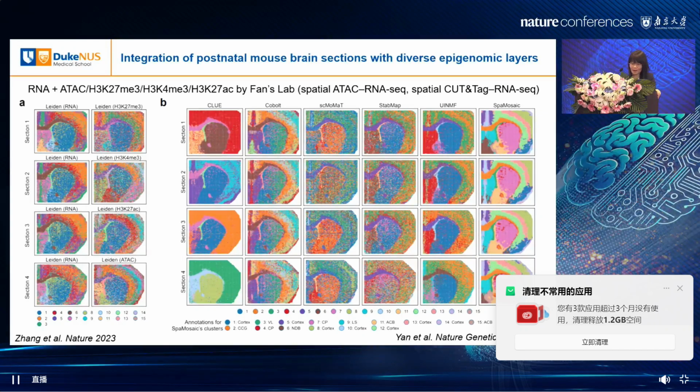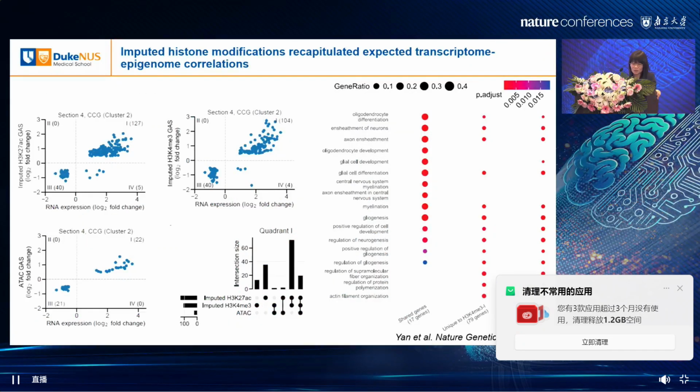So each of the sections has different epigenomic layers. We wonder whether we can perform the mosaic integrations to have a better separation of the mouse cortex layers, and the result shows yes. Although some methods have relatively noisier representations, we are very confident that by mosaic integration, we can improve these resolutions when we dissect the tissue heterogeneity.